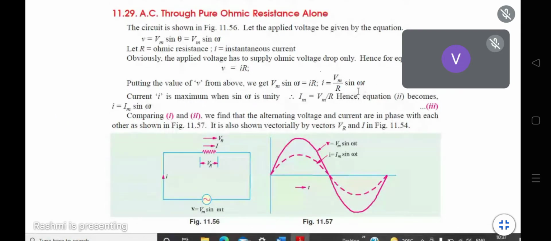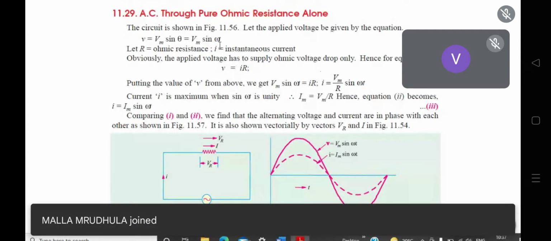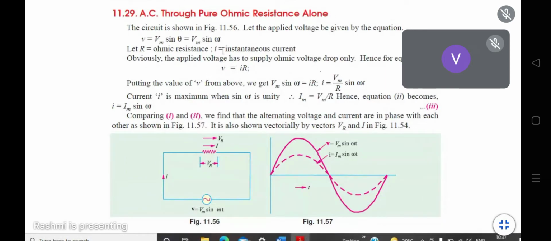Also a purely sinusoidal wave, a sine wave, and the phase is the same as the voltage, because here it is sin omega t and here also it is sin omega t. Here the maximum magnitude of the voltage is Vm, but the current's maximum magnitude is Vm by R. So we can see the dotted line is representing the current, and its highest magnitude is Im, that is Vm by R. So in a purely resistive circuit, the current magnitude will be equal to Vm by R, and it will follow the same phase as the voltage.